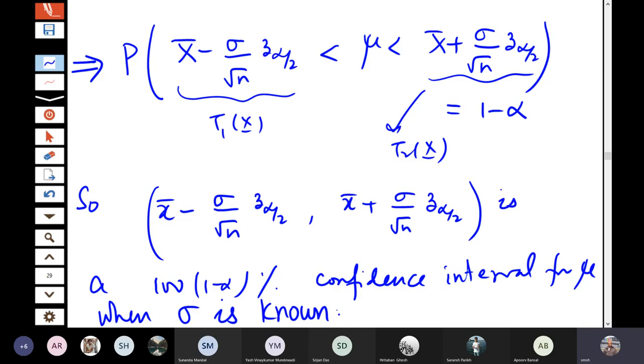Is this derivation clear? Can you follow this? Yes, sir.